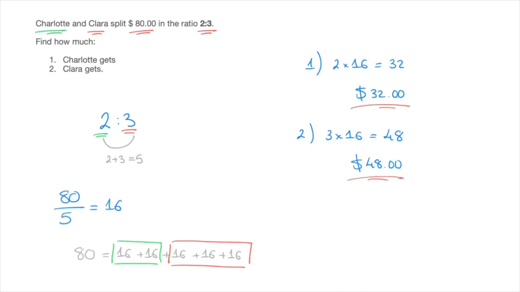Now, in an exam room, we wouldn't have to write 80 equals 16 plus 16 plus 16 and so on. What would be important to highlight, though, is the fact that 80 divided by 5 is equal to 16, and that Charlotte gets 2 of those 16s, whereas Clara gets 3 of those 16s. And there we have it. That's how we can divide a quantity or an amount in a given ratio. And that's it for this tutorial.